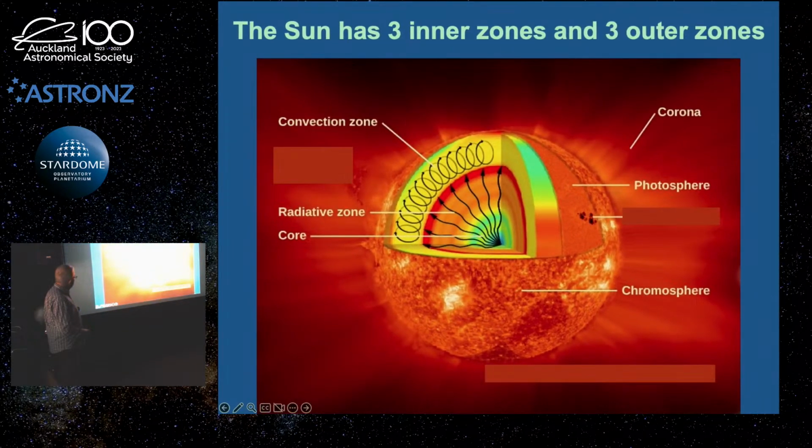So just wrapping up that little section there, you've got your three inner zones, your core, your radiative zone, and convection. Remember, the radiative zone behaves as a solid, rotates uniformly. The convection zone behaves as a fluid because it's less dense. And then you get the surface, the photosphere, the chromosphere with all these spicules of hot plasma shooting up into the corona.